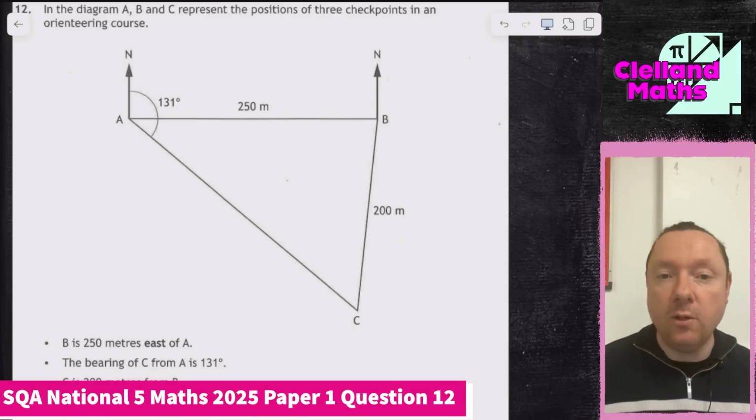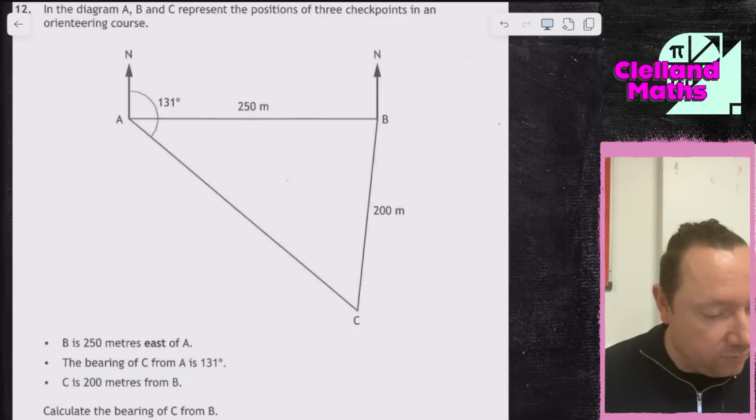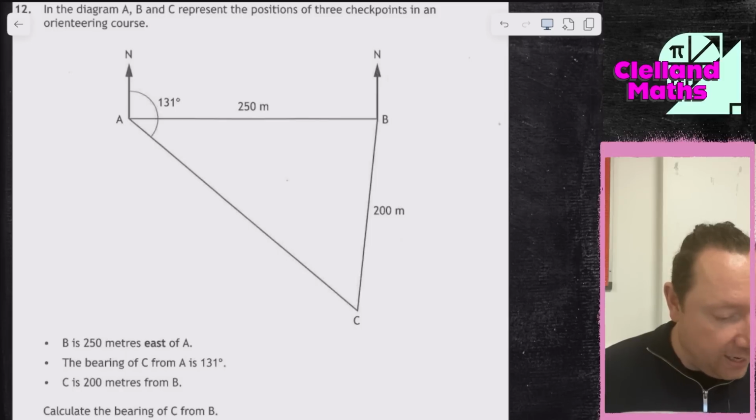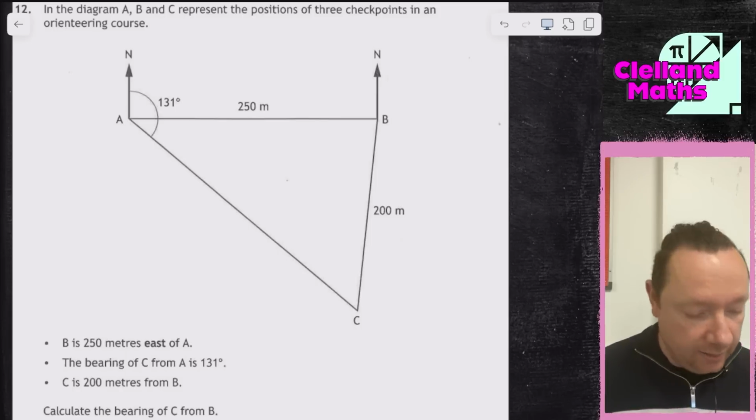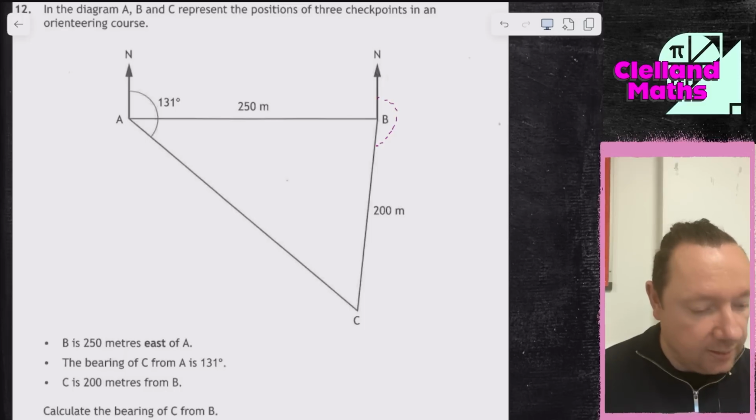SQA National 5 Maths 2025, Paper 2, Question 12. In the diagram, A, B and C represent positions of 3 checkpoints on an orienteering course. B is 250 metres east of A, C is on a bearing of 131, it's shown in the diagram anyway, and C is 200 metres from B. Calculate the bearing of C from B. So from B, I need to calculate going round that way to get back to C.